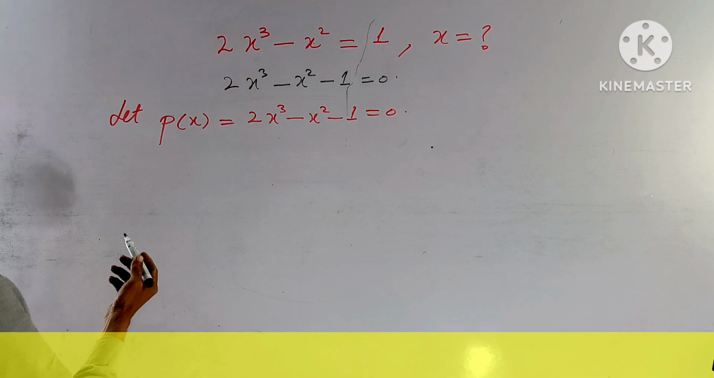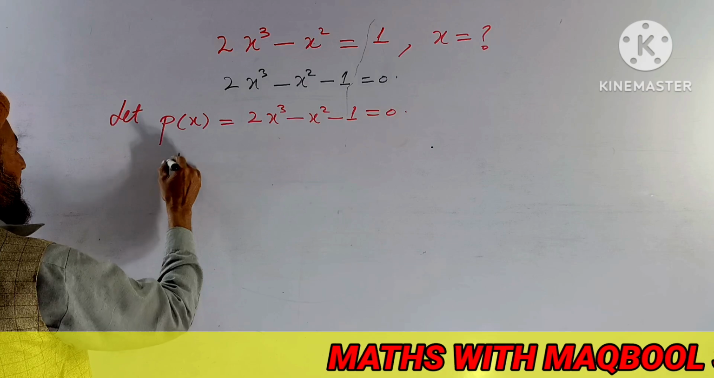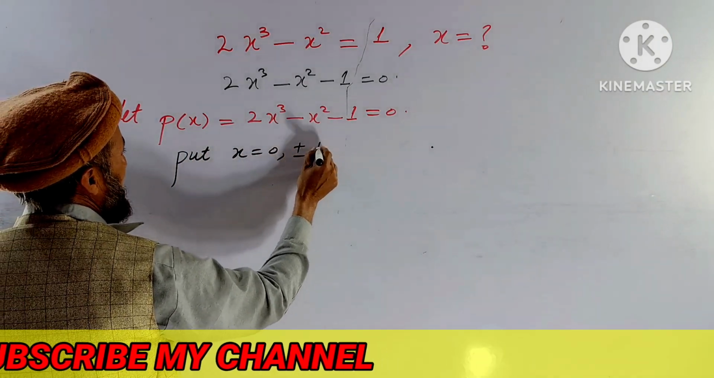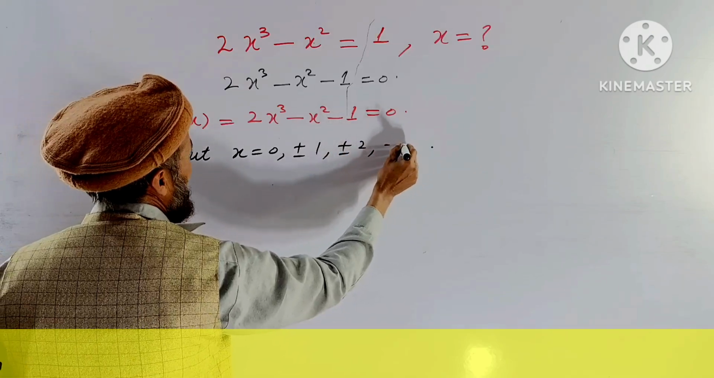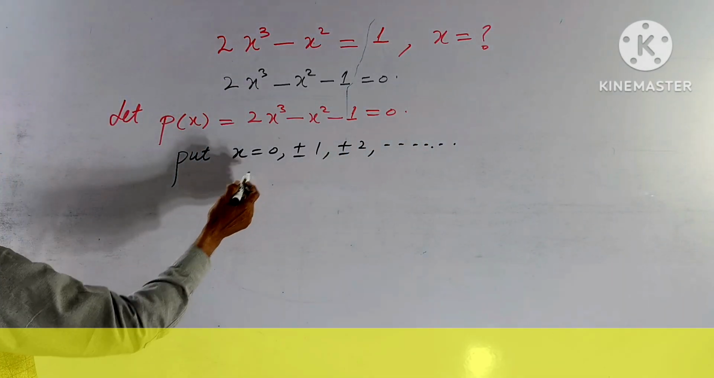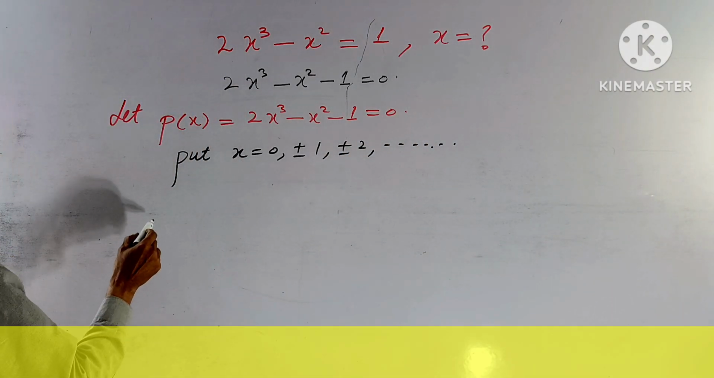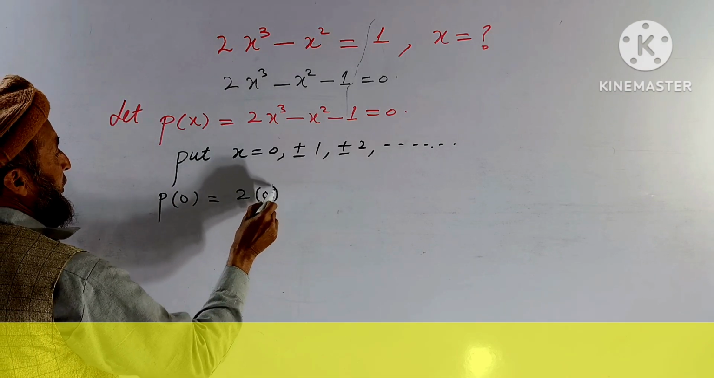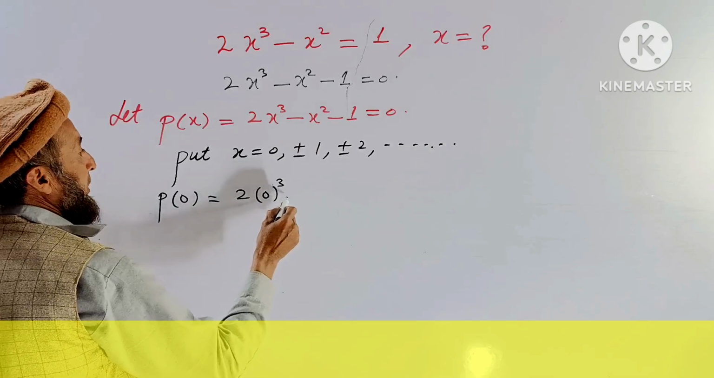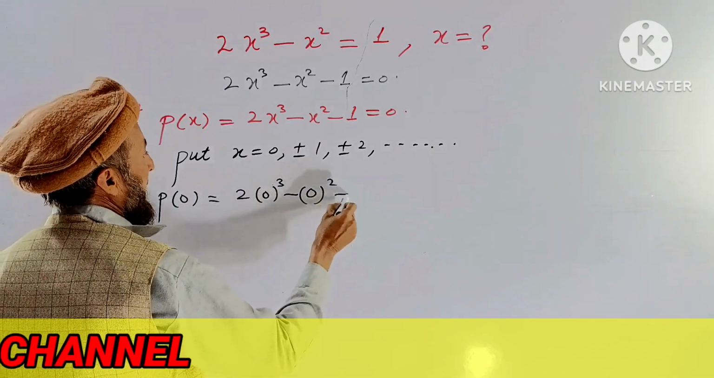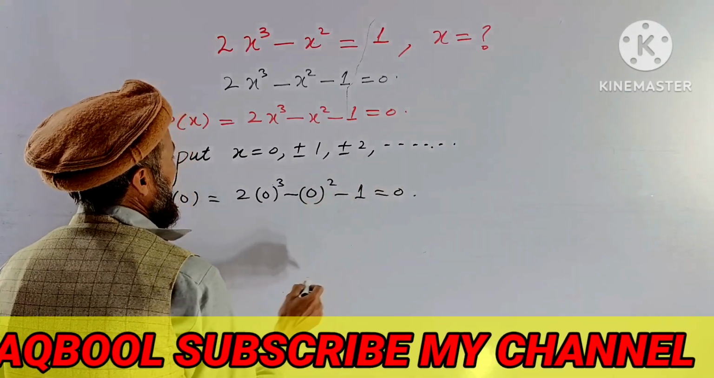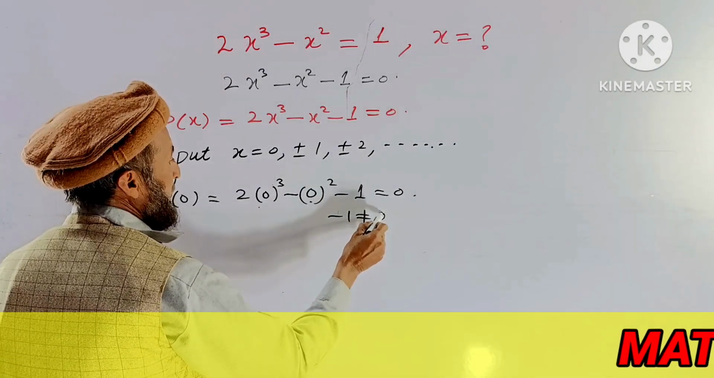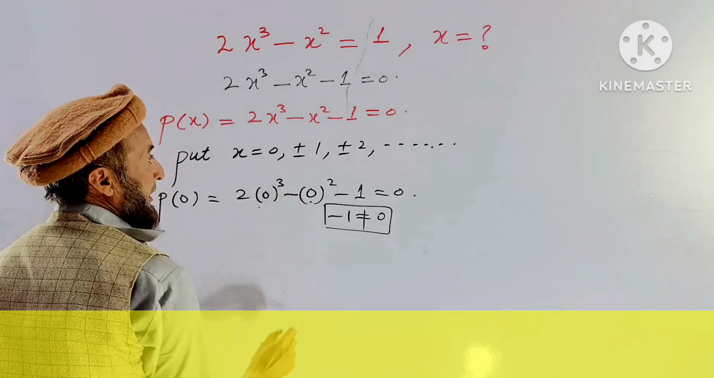For one of the factors we substitute the values x is equal to 0, plus minus 1, plus minus 2 and so on. So first of all we put x is equal to 0. If x is equal to 0, what will happen here? 2 into 0 cube and 0 square minus 1 is equal to 0. So we get 0, 0 and minus 1, which is not equal to 0. So the first condition is failed here.